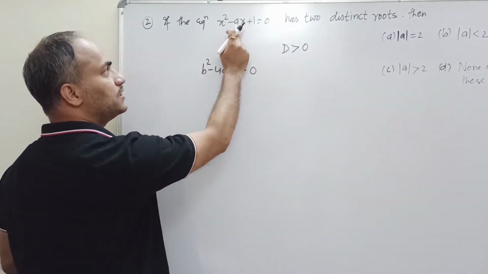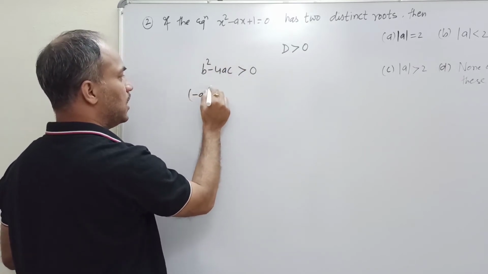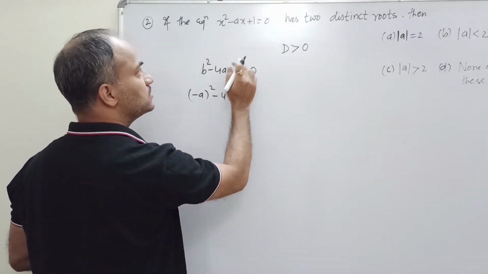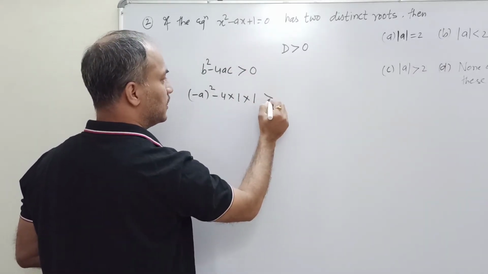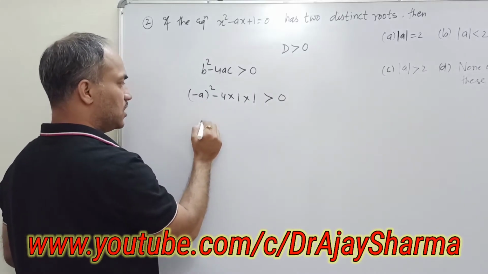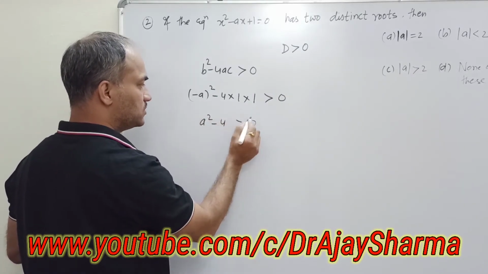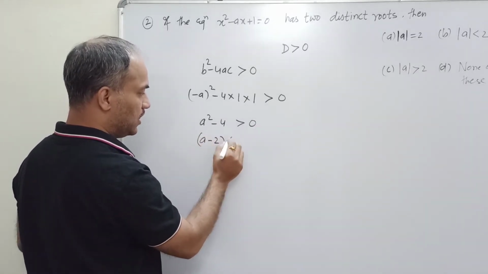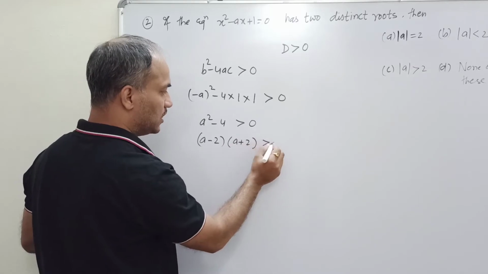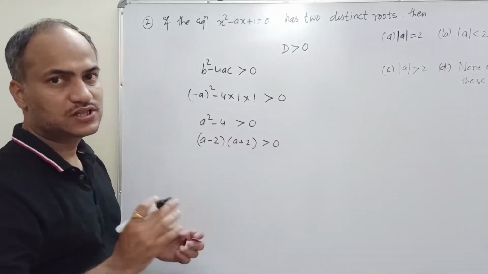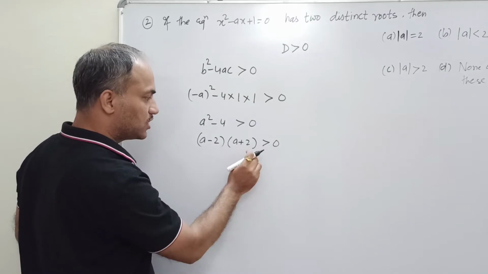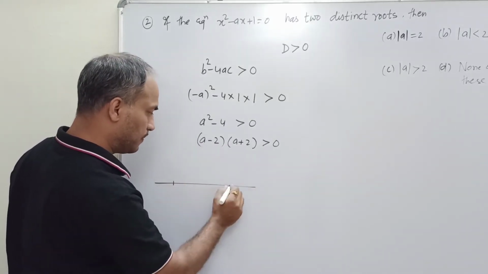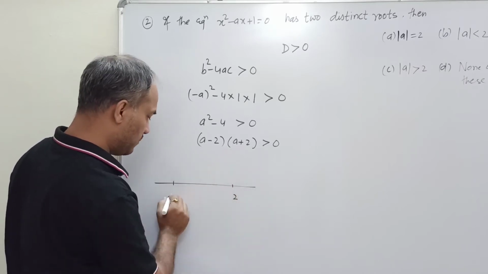D means b square minus 4ac, this value will be greater than 0. So let us put the value. B here is minus a, and a means coefficient of x square 1, c means the constant term 1, greater than 0. So this is a square minus 4 greater than 0. So here we see that (a minus 2) and (a plus 2) is greater than 0. Okay, this is the value. So this is actually an inequality. This gives positive 2, this gives minus 2.